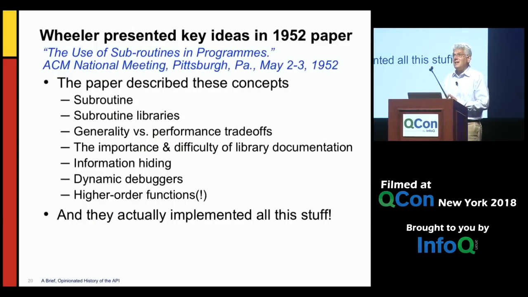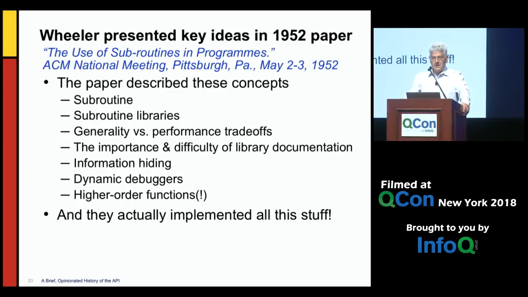Wheeler presented the key ideas from this book and the related research in a 1952 paper at what would become Carnegie Mellon University in Pittsburgh. And the paper described all of these concepts: the subroutine library, generality versus performance trade-offs in designing subroutine libraries, the importance and difficulty of documenting a library, information hiding, dynamic debuggers, and higher order functions. And the astonishing thing is they built all of these things. This wasn't just things we might do. These are what they had done in the past couple years.